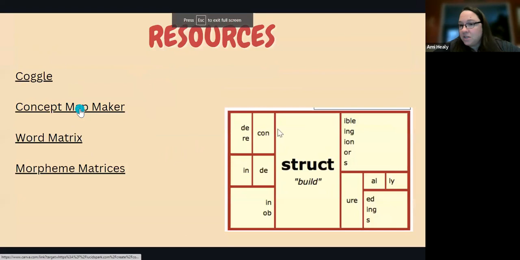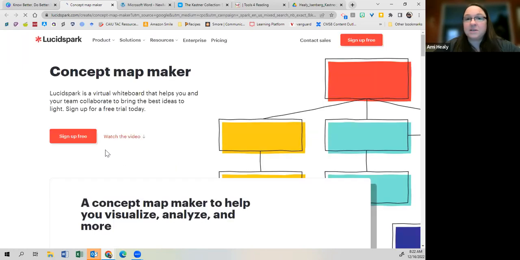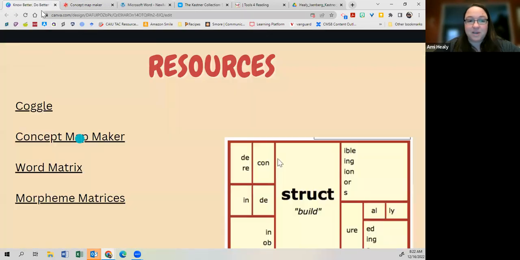And the next one's a concept map maker. Similar concept. It's an online tool that you can use to make concept maps. You see an example of it there.